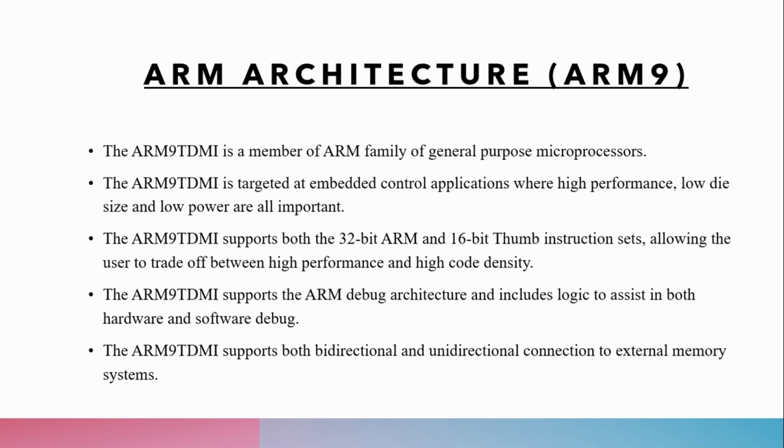Now I am going to talk about some features of ARM architecture. The ARM9TDMI is a member of ARM family of general purpose microprocessors. It is targeted at embedded control applications where high performance, low die size and low power are important. The ARM9TDMI supports both the 32-bit ARM and 16-bit Thumb instruction sets, allowing the users to trade off between high performance and high code density.